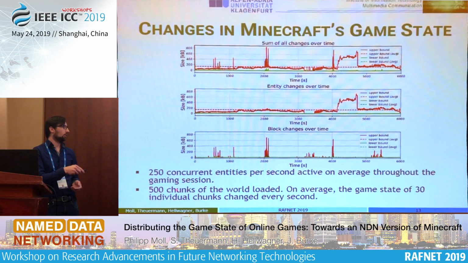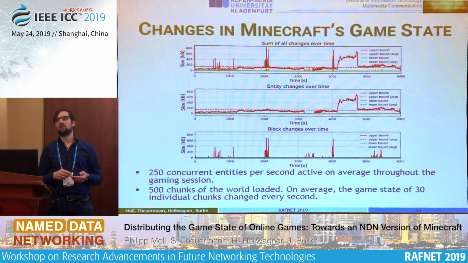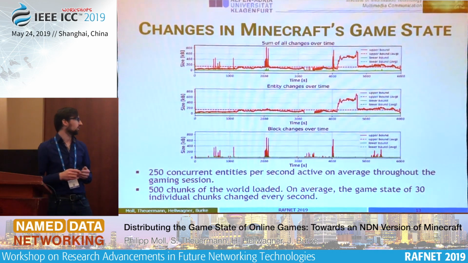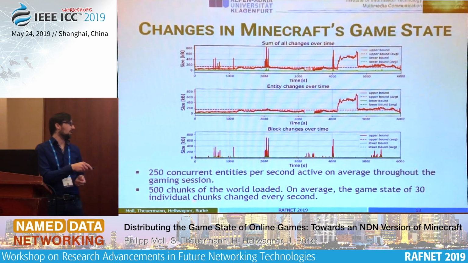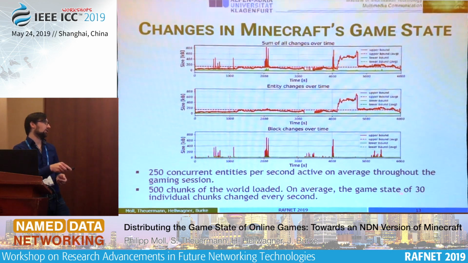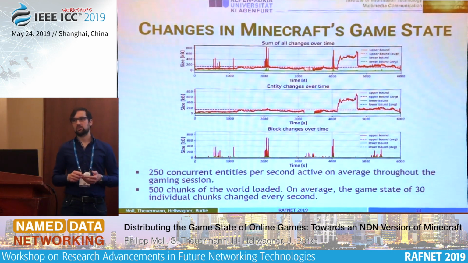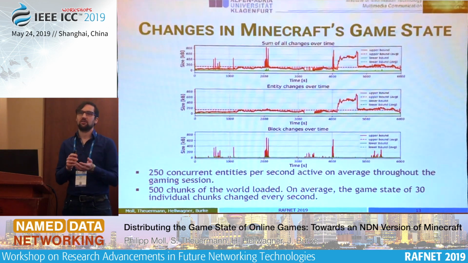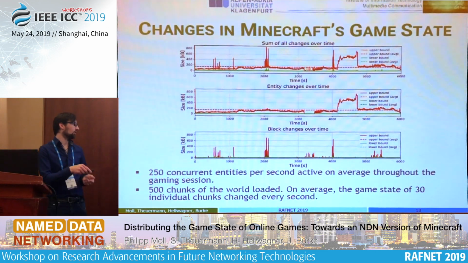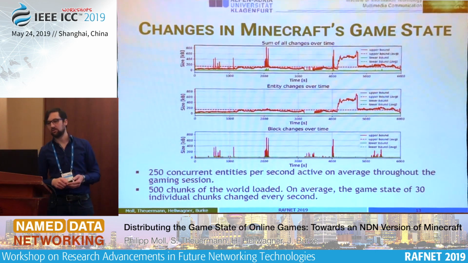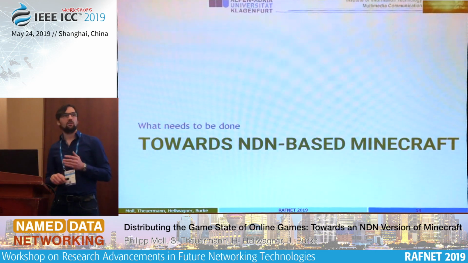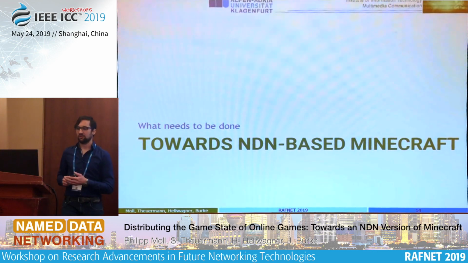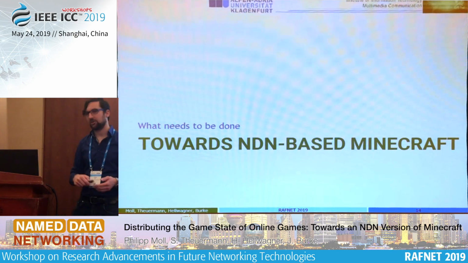And also the game server simulated 500 chunks of the game world at any time during the game. But of those 500 chunks per second, on average, only 30 chunks changed, which means that the structure of the game world is quite static and doesn't change too often, because most of the chunks don't change. So we used these insights to propose an NDN-based gaming architecture, which I want to explain now.